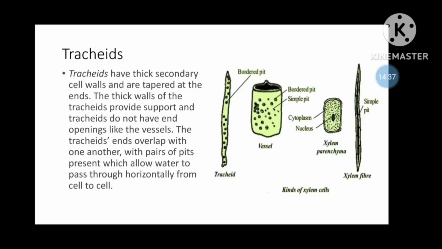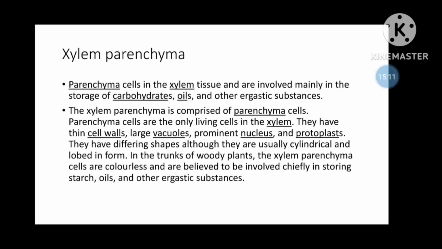Right? The tracheids do not have end openings like vessels. The tracheid ends overlap with one another, with pairs of pits present which allow water to pass horizontally from cell to cell. Means just like vessels, it does not have dissolved partitions between the cells, but it has tapered ends.